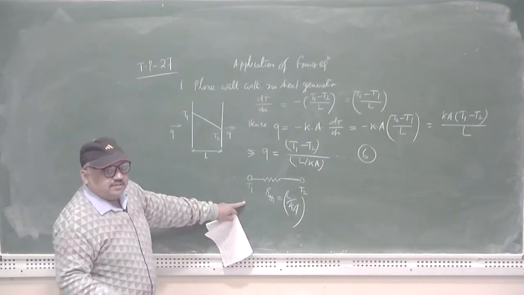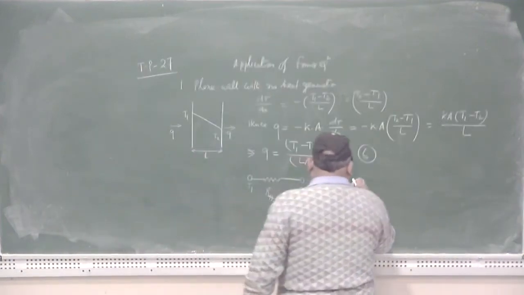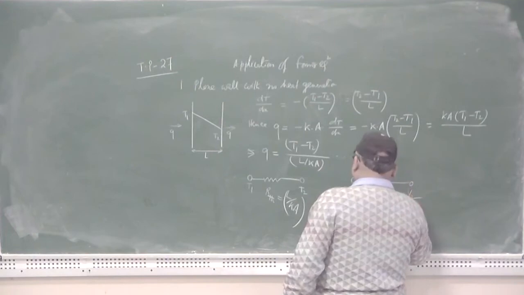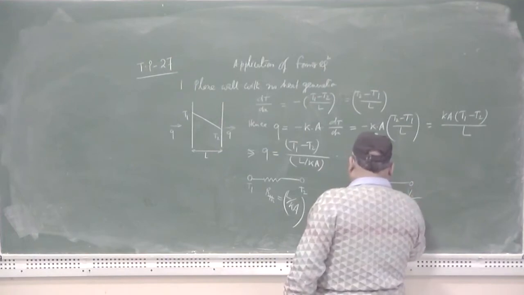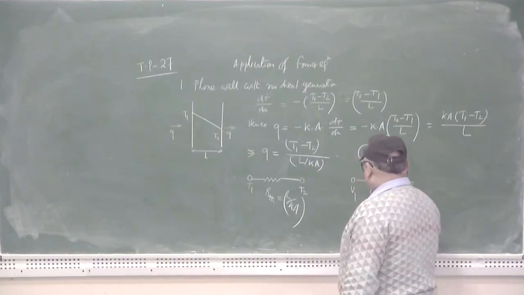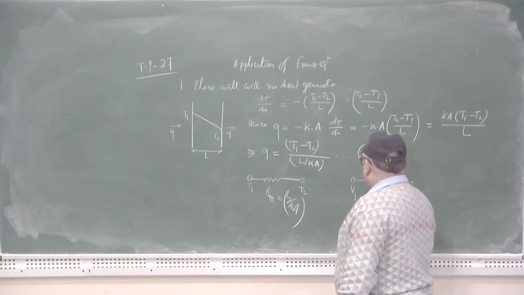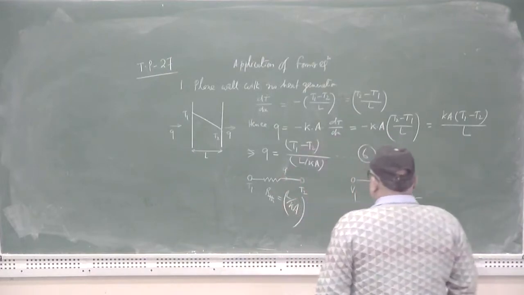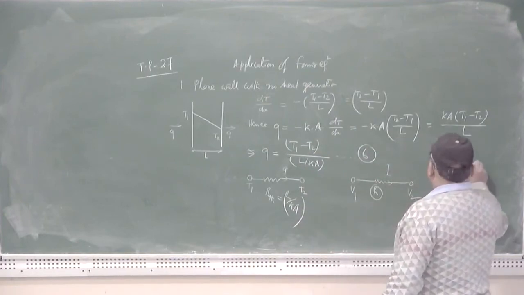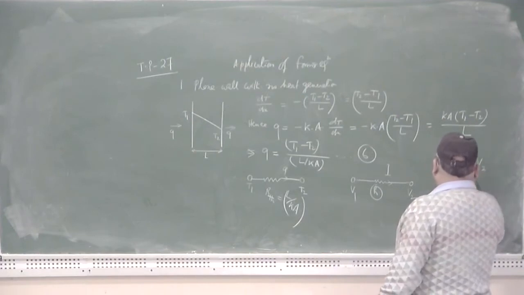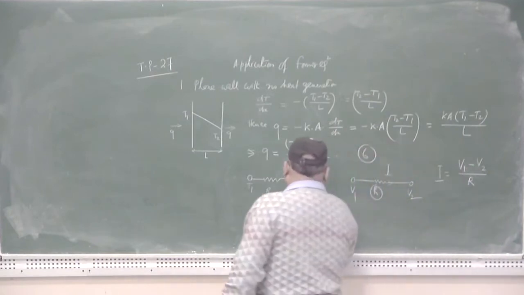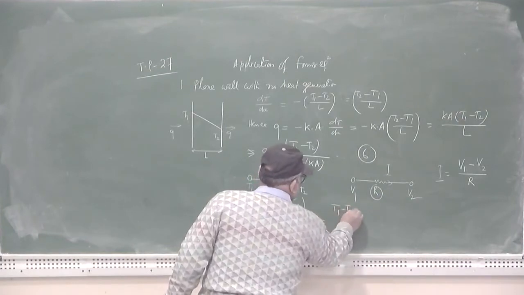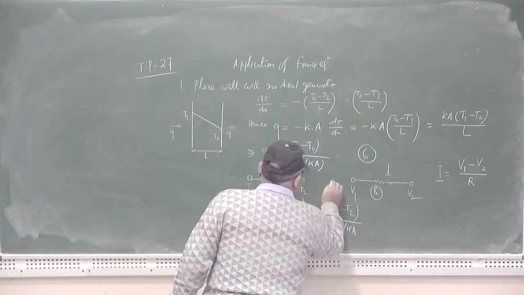It arrives from its analogous electrical circuit. Let us suppose there are two points, one at potential V1 and another at potential V2, and this is the resistance, that is the electrical resistance. Let us suppose I is the amount of current that is flowing. Here Q is the amount flowing. So I is given as (V1 minus V2) divided by R. Whereas in this case, corresponding to I, here is the quantity Q, that should be equal to (T1 minus T2) divided by L upon KA.